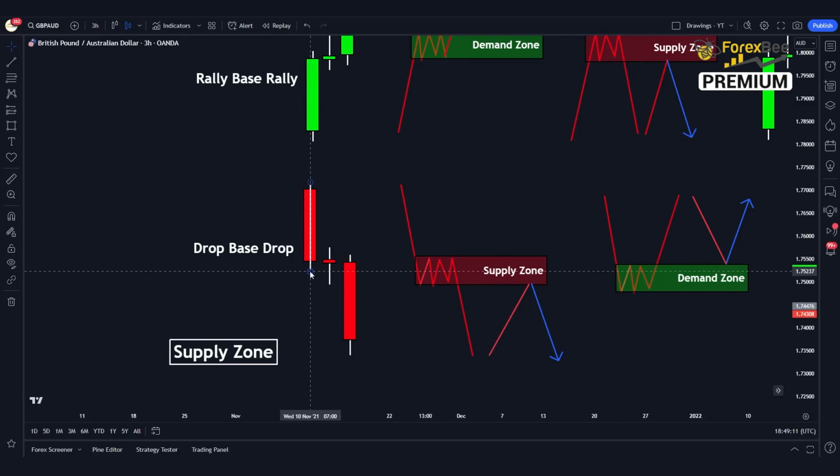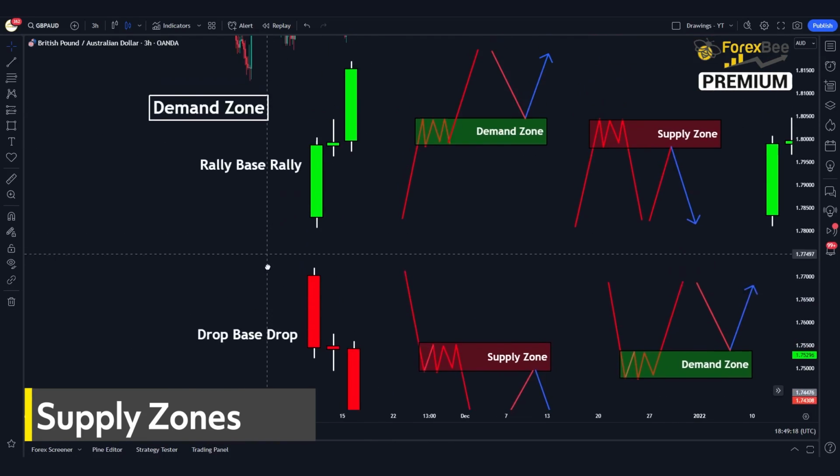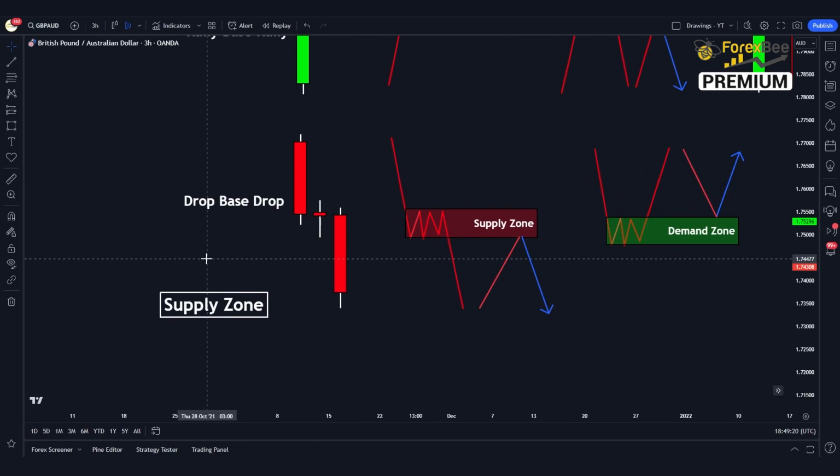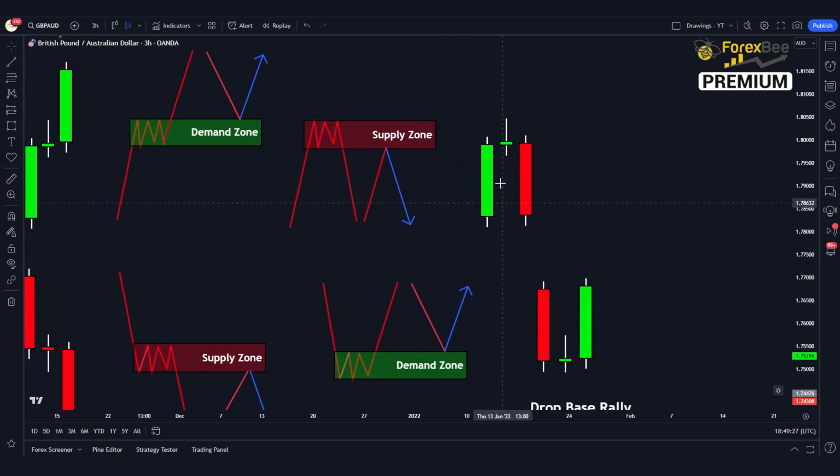In this video, as we said in the last video, we're going to talk about the supply zone in the market. And similar to the demand zone, there are two types of supply zone. The first one is the drop-based drop, and the second one is the rally-based drop supply zone, as you can see in the formation here.